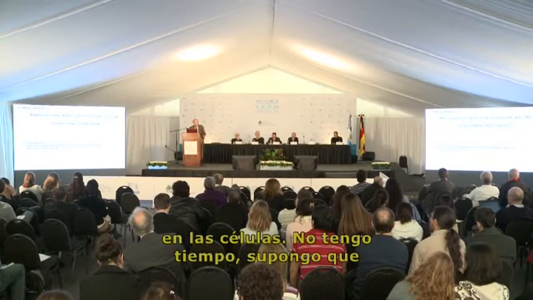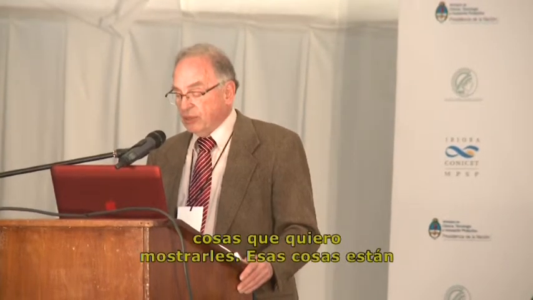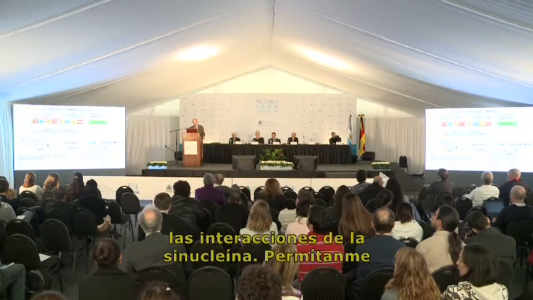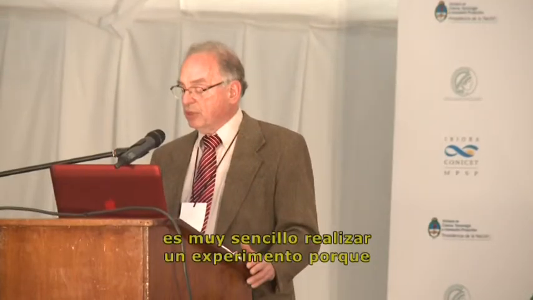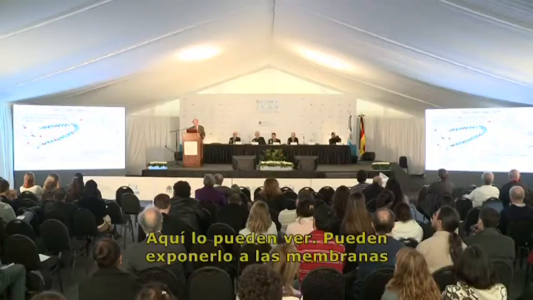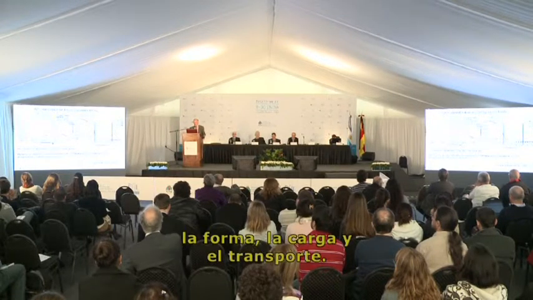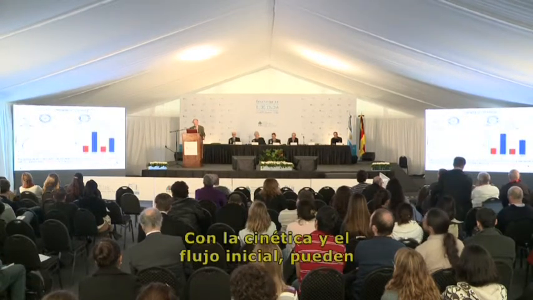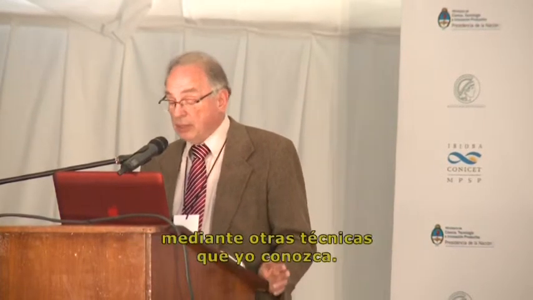Well, now I don't have time. I guess I overestimated what I could do about 2 other things that I wanted to show you. This has to do with membrane binding, using another probe of this family to show the interactions of synuclein. In all of these kinds of studies, it's very easy to perform an experiment because these spectra change so well. You can put the label anywhere you want in the molecule, and positions are shown over here, and you can expose it to membranes and show the influence of size, shape, charge and curvature and so forth. This has been published in the JBC, and you can do kinetics and stopped flow even, and get very nice information that is not available by any other technique that I know.